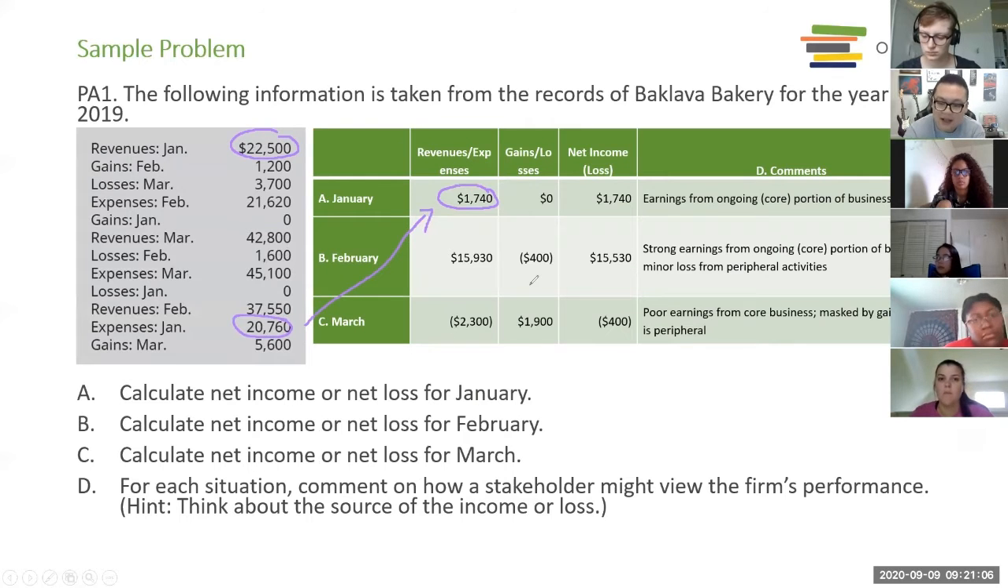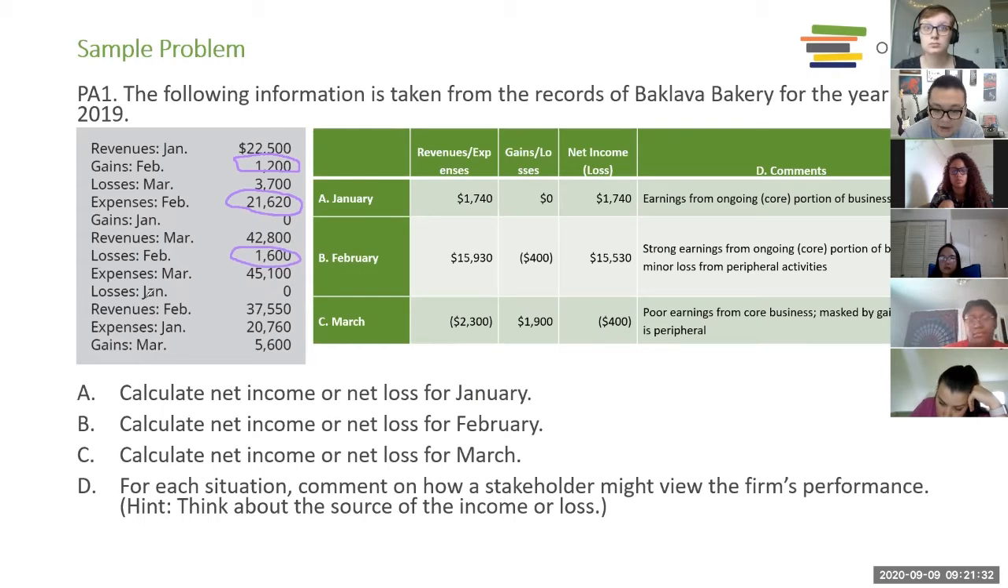And how do we get the net income or net loss for February? We need to find out what the February figures are. For the gains of February, we do have some gain during February. The expense of February is equal to 21,620, and we also have a loss in February right here.